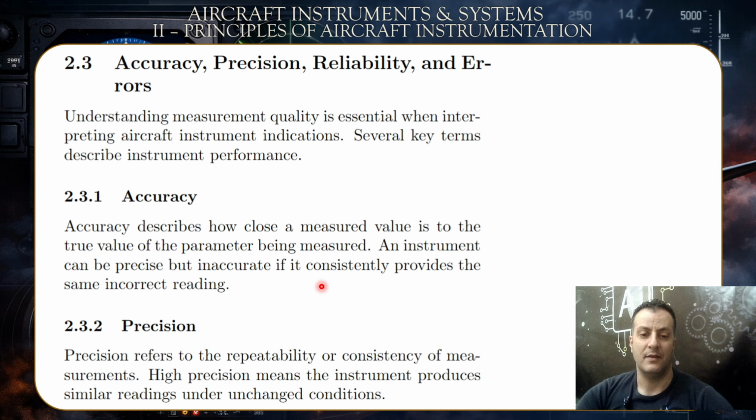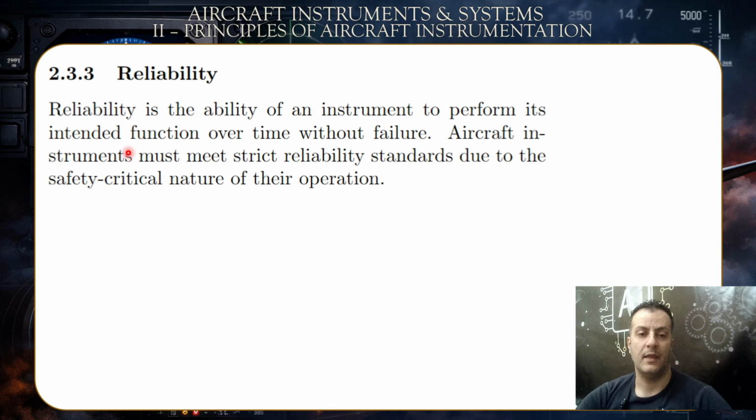Now precision refers to the repeatability or consistency of measurements, as we mentioned. High precision means that the instrument reproduces the same readings, the same values, under the same conditions or circumstances. That's the important point. Reliability is the ability of an instrument to perform its intended function over time without failing. This is what reliability means.